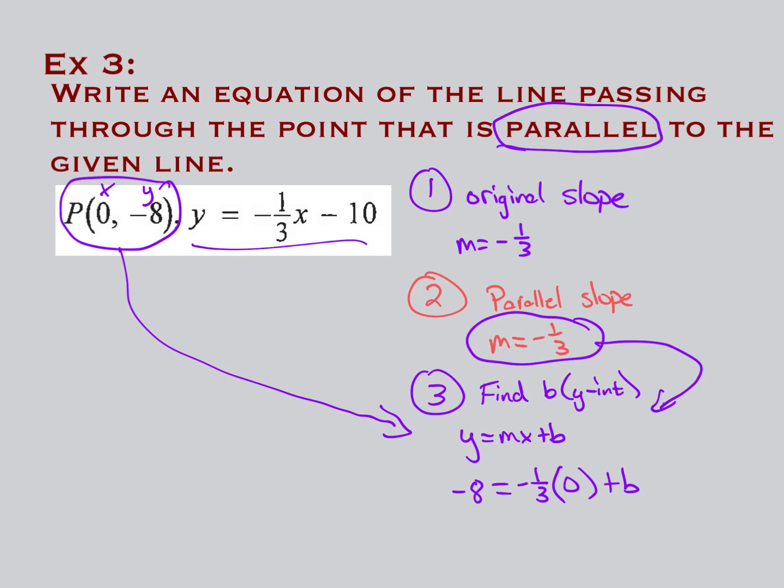Okay. So let's solve for b. Negative 8 is equal to, what's negative 1/3 times 0? 0 plus b. So what does b equal? Negative 8.